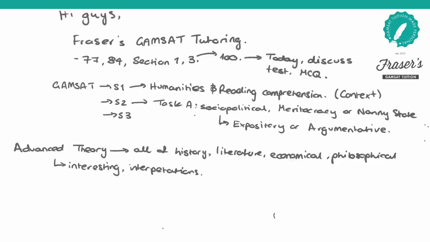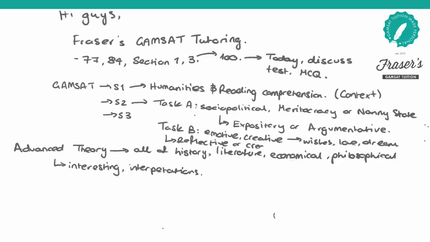And task B is more emotive and often a creative driven thing. So it might be about wishes or love or a dream. And these things are more suited to reflective or creative pieces. I myself actually wrote creative pieces for both sections because I found that it opened up my expression and allowed me to write in a colourful way that would be interesting and entertaining for the people that were actually reading.